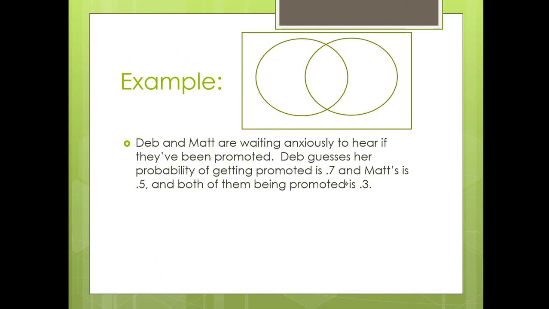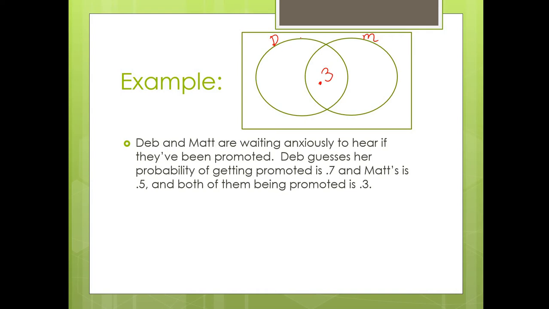All right, so let's do an example of how Venn diagrams can help you figure out some probabilities sometimes if there's a lot going on. We have two people, Deb and Matt. They're waiting to hear if they got promoted. We'll call one of these circles Deb and one of these circles Matt. Deb thinks the probability of her getting promoted is 0.7, Matt thinks his probability is 0.5, and the probability of both of them being promoted is 0.3. So the 0.3 goes in the middle.